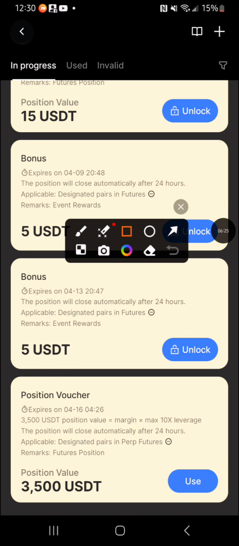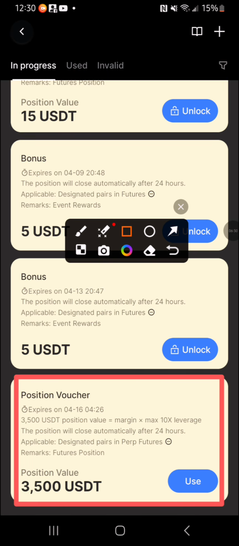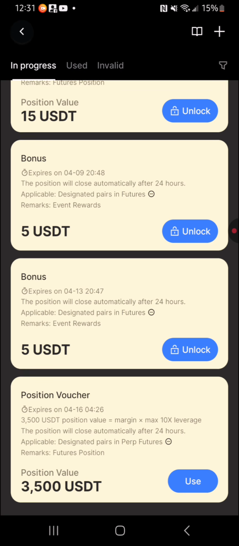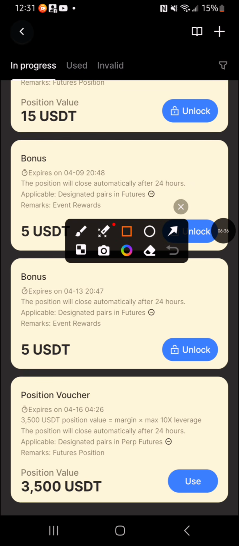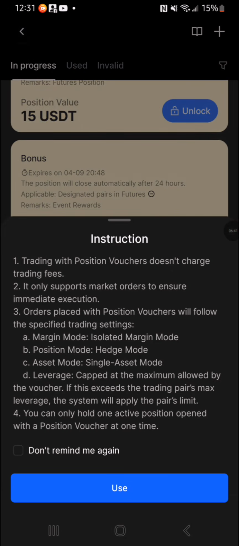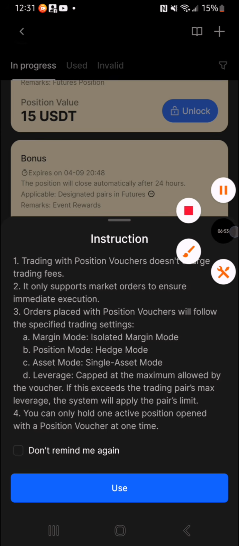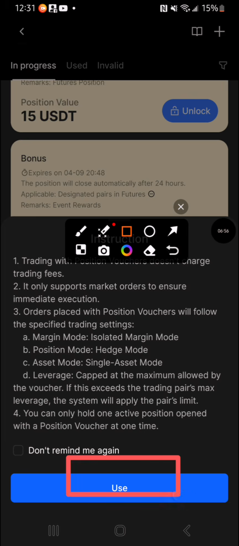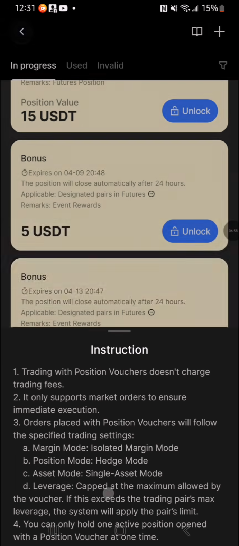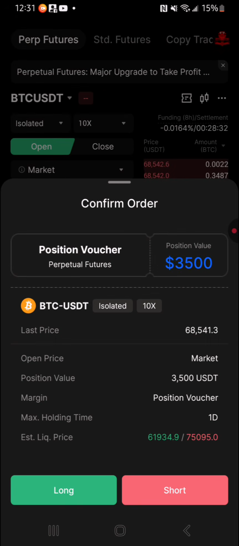So this was the one I was talking about. I have about a 3,500 USDT position to utilize with this. So let us click on use, and I'm going to be showing you how to use it. There are some rules applicable to this voucher, so you might want to read these and understand all of this before even opening any position at all. So let's now click on use, and it will redirect me straight to this page.